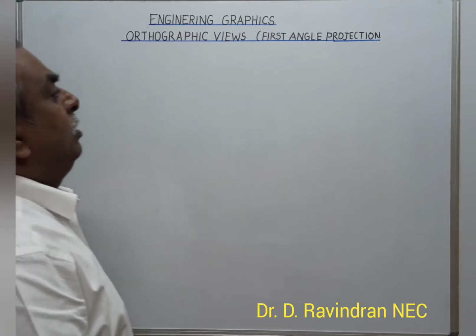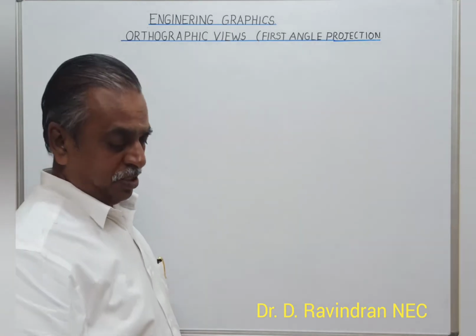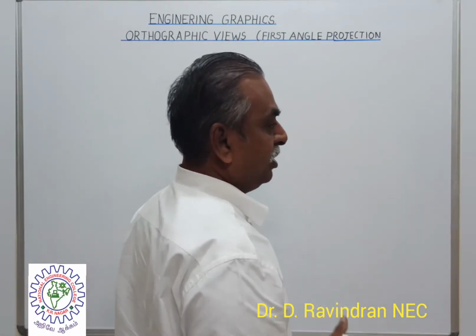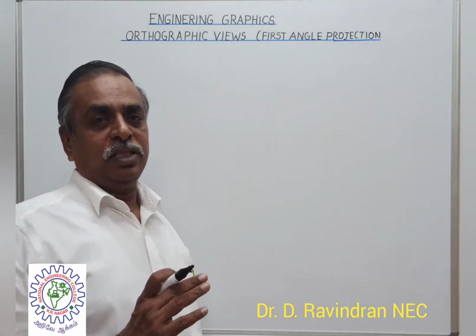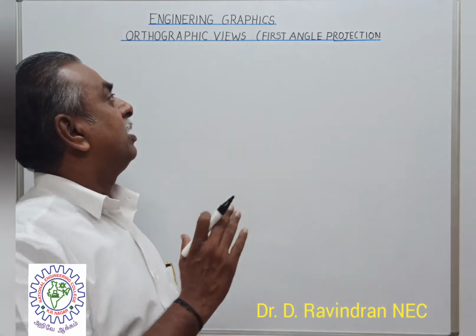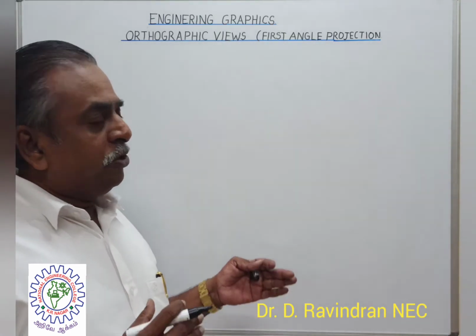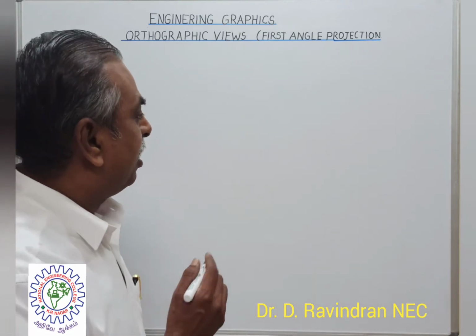Hello everybody. Now we are going to see the orthographic projections. Orthographic projections means from the three-dimensional object, you want to get front view, top view as well as side views as per the first angle projection. To understand, before going to the complicated object, let us start from a simple object.